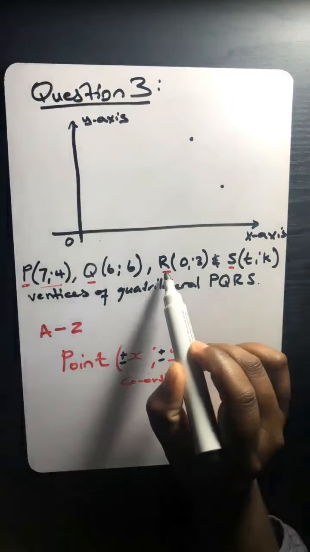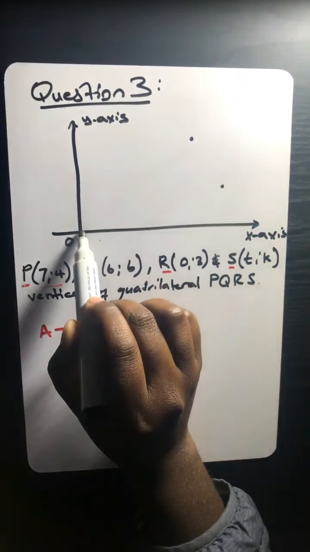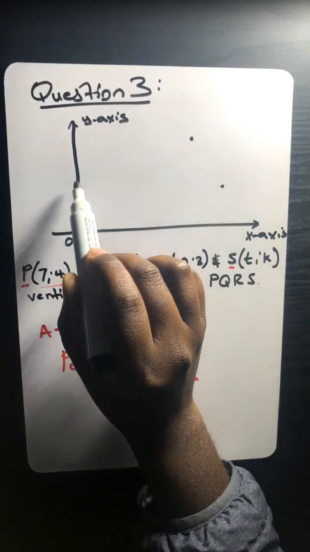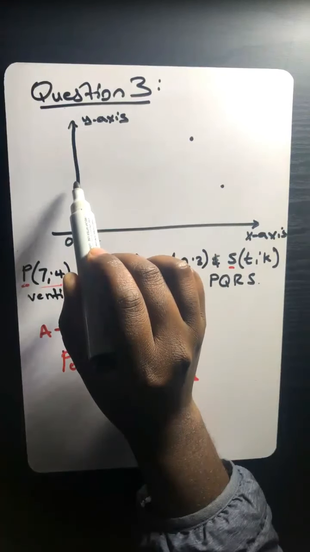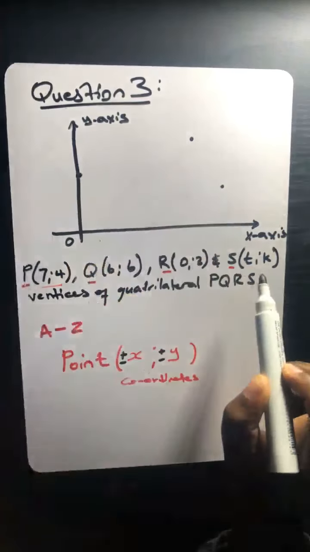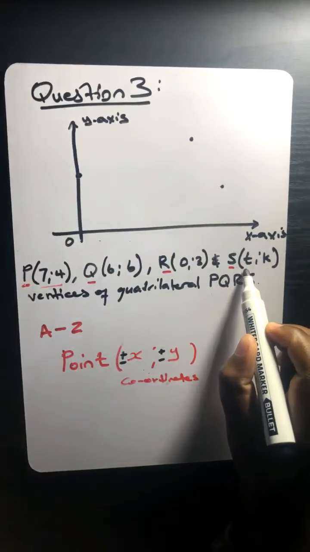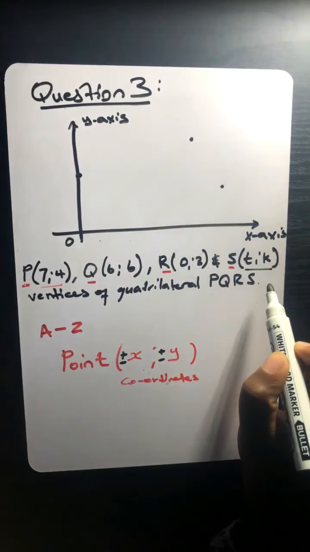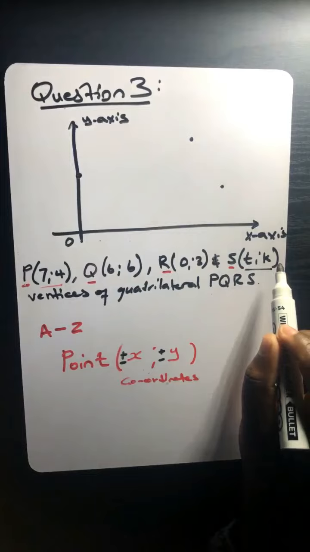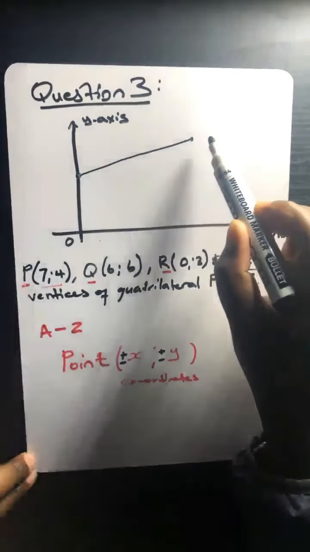So let's go to point R. Point R is 0 and 3. So this is 0, where's 3? 1, 2, 3. We just go up by 3. We can maybe assume that point to be somewhere there. And we are also given point S, of which the coordinates are not given. So in the meantime, let me just connect these lines.